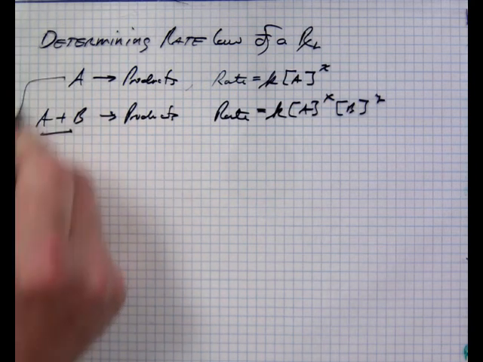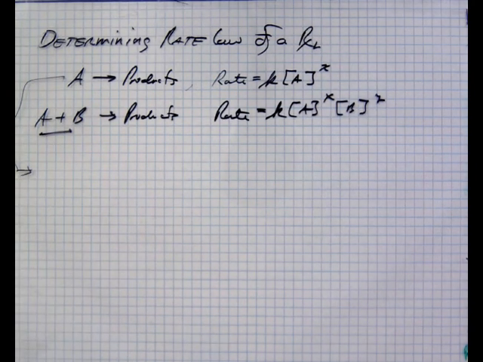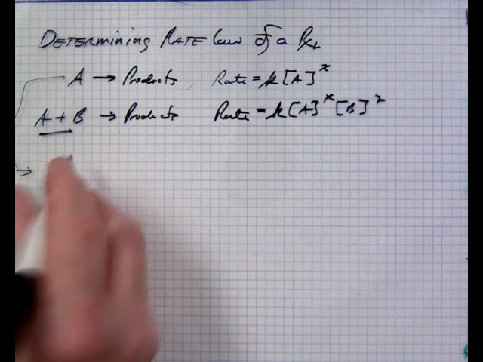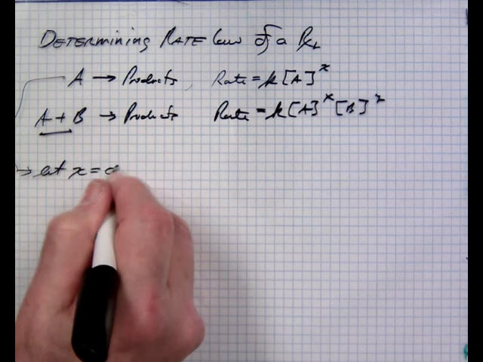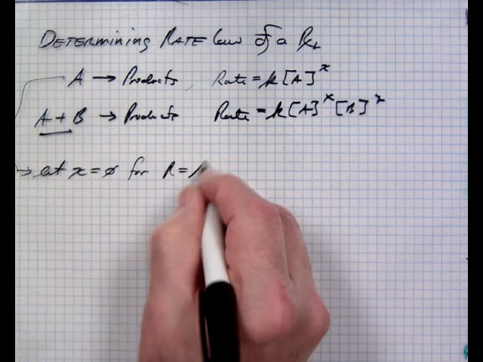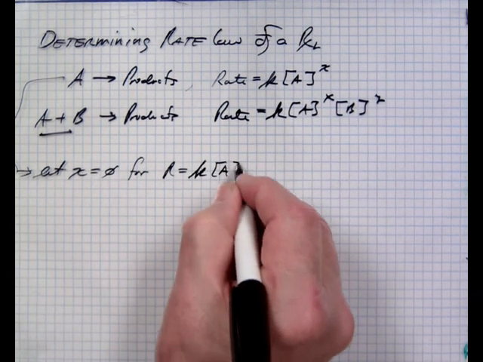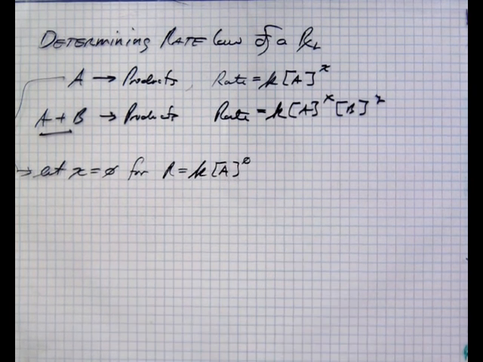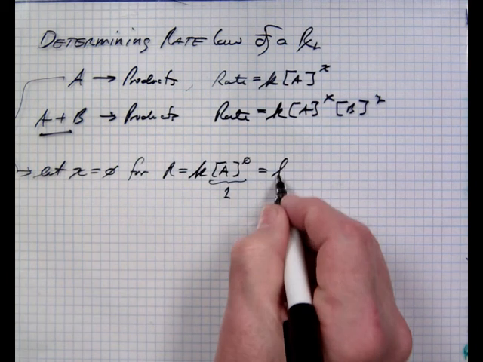Okay, now we want to come down and use this. And what trend should you see if X is equal to 0? We're going to let X equal 0 for rate equals K times A to the power up here. So that's going to be 0 order. Any number raised to 0 is constant. Exactly. So this would become 1, a constant. And so the outcome is constant.